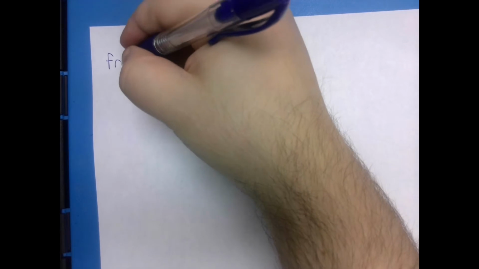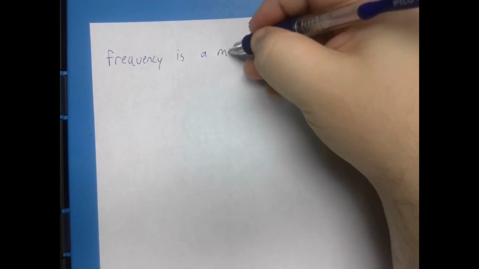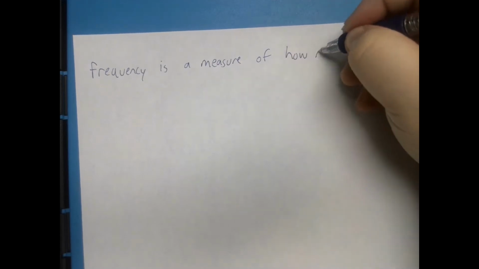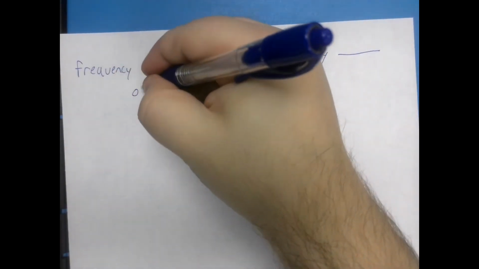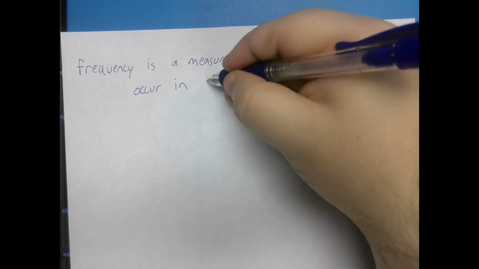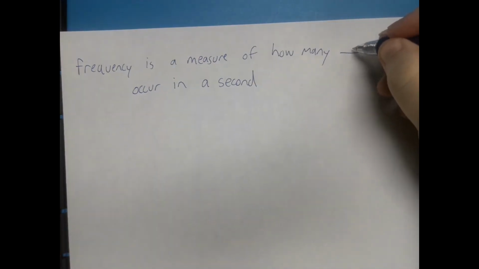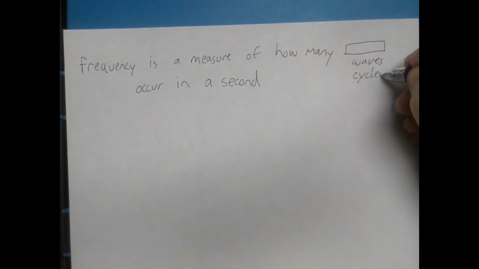Alright. So frequency is a measure of how many blank occur in a second. This blank could be waves. It could be cycles. It could be vibrations.